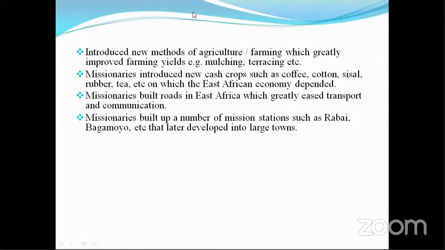Teacher, which big town did Bagamoyo develop into? Oh, it is that area, Bagamoyo, that developed. You understand? That area is the one that developed. There is no town that came up. We are looking at the area where the mission station was established. So that area known as Bagamoyo developed. Where is it found? In Tanzania. Okay. Thank you, teacher.